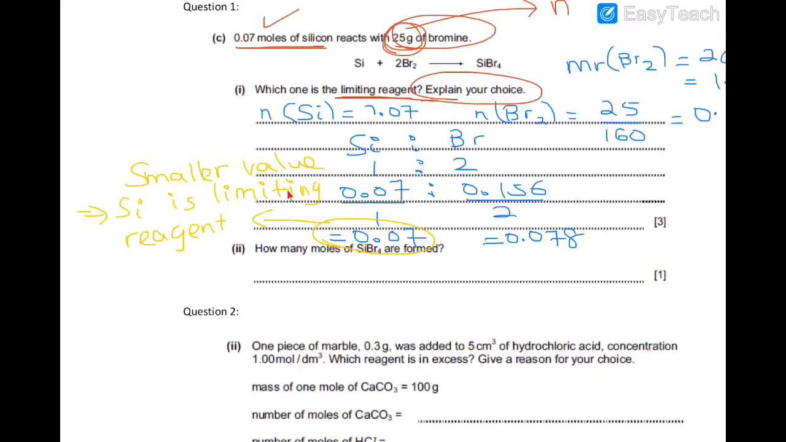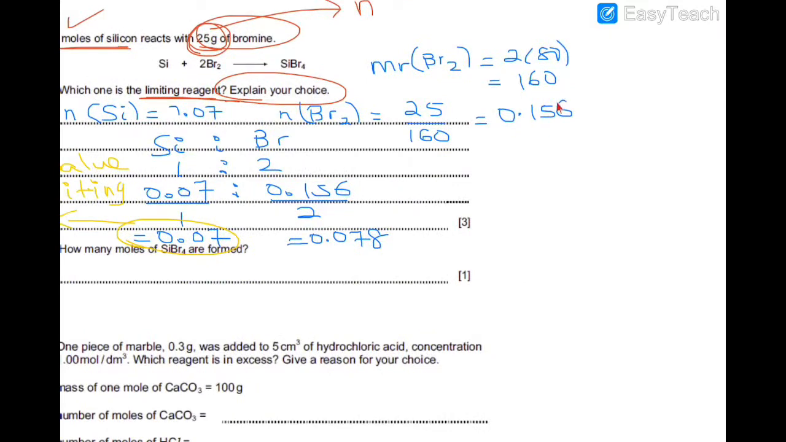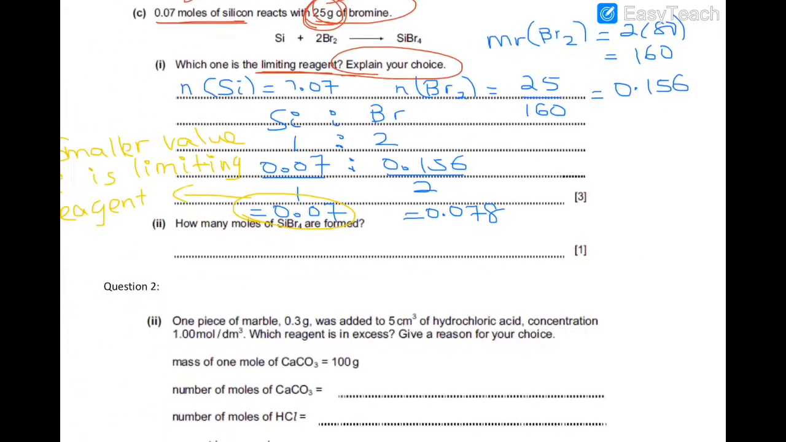So you will get 1 mark for saying that Si is limiting. You would get 1 mark for calculating the number of moles of bromine, and you would get 1 mark for using the mole ratio and getting the values of number of moles of each one.